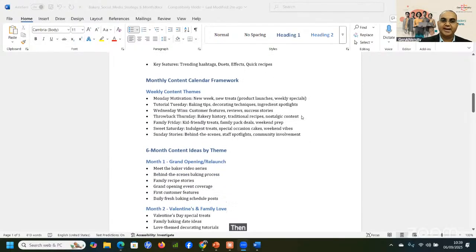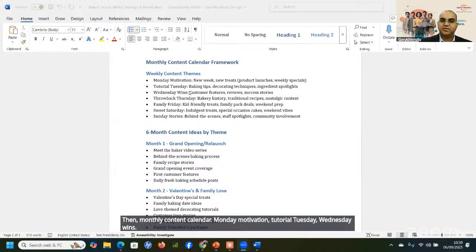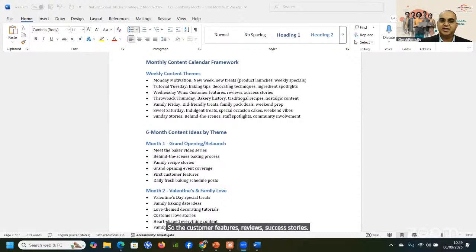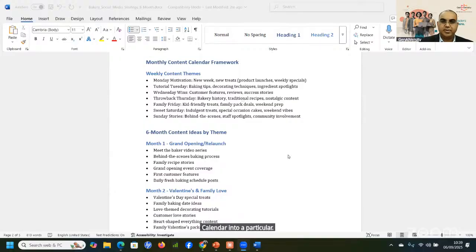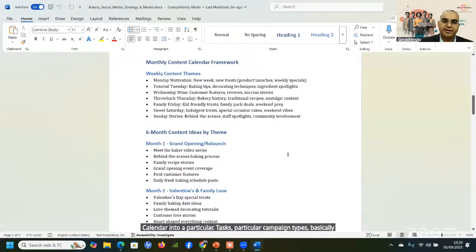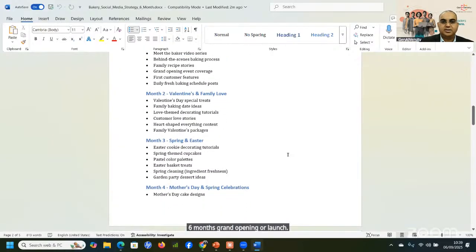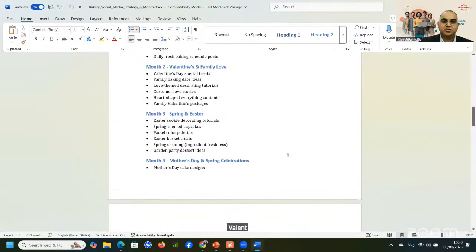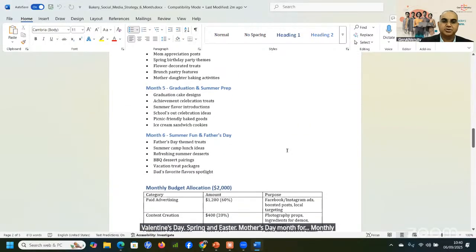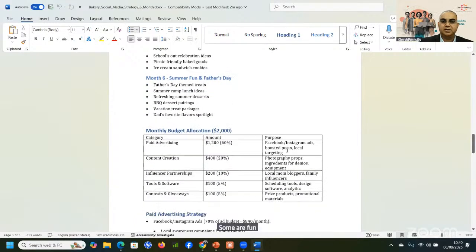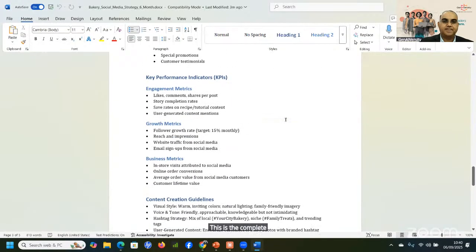Then monthly content calendar: Monday motivation, tutorial Tuesday, Wednesday wins, customer features, reviews, success stories. So every day, divide that whole calendar into particular tasks, particular campaign types, basically brand communication type. 6 months: grand opening or launch, family love, Valentine's Day, spring and Easter, Mother's Day, month 4, month 5, graduation and summer preparation, month 6, summer fun and Father's Day. So now the complete plan is being generated here.